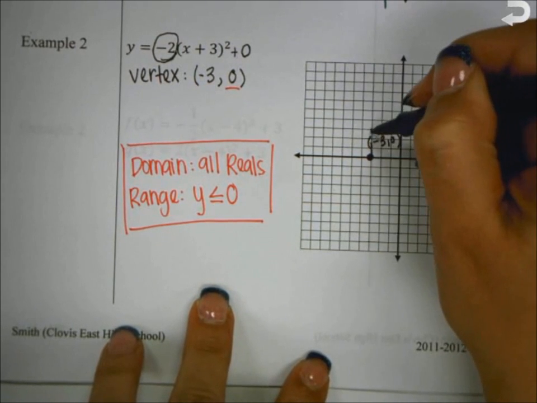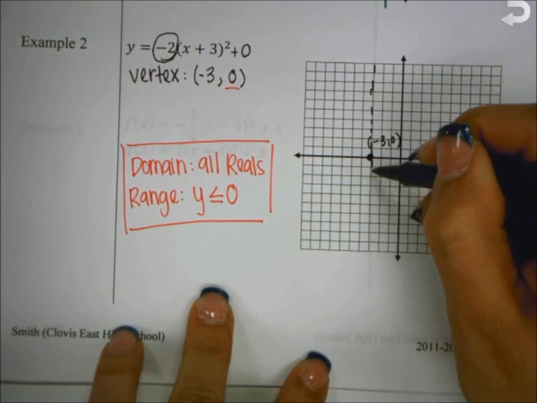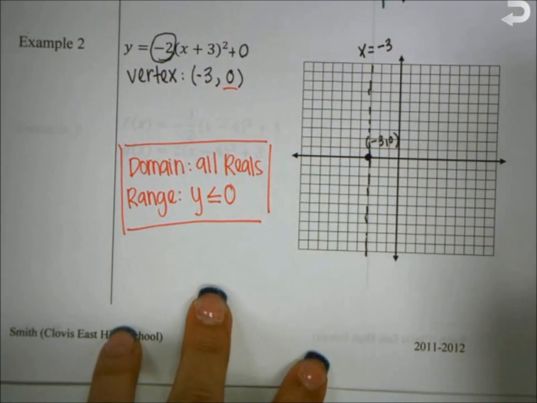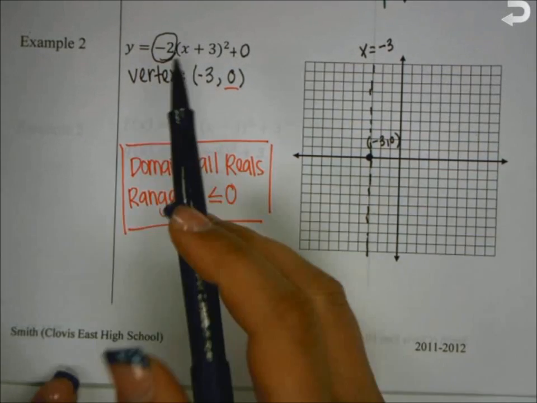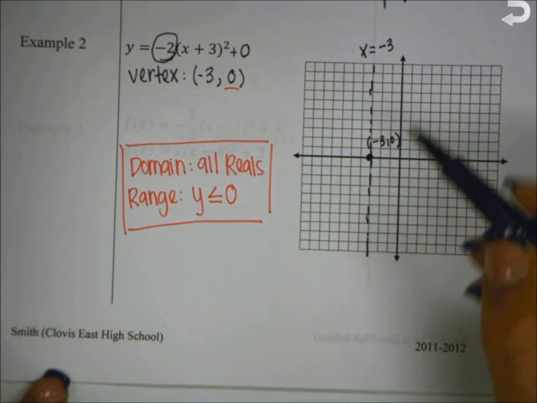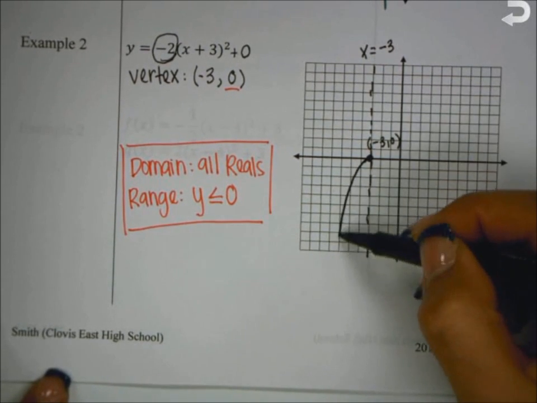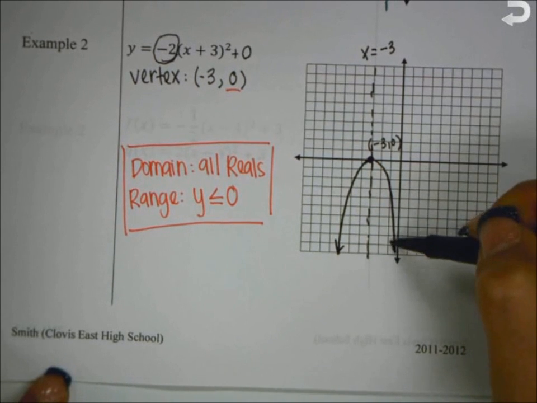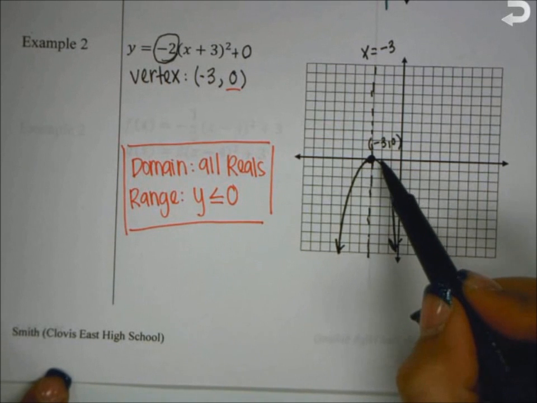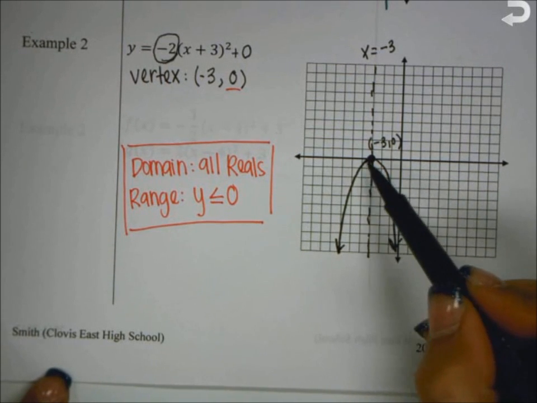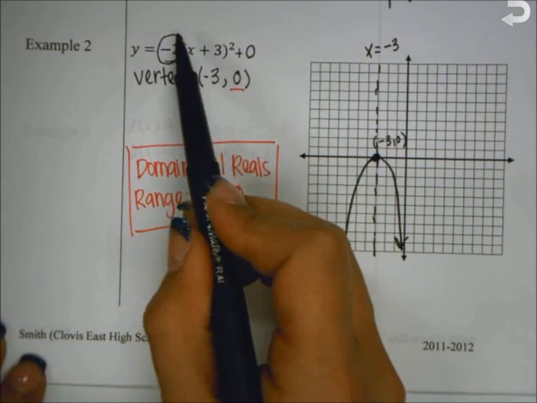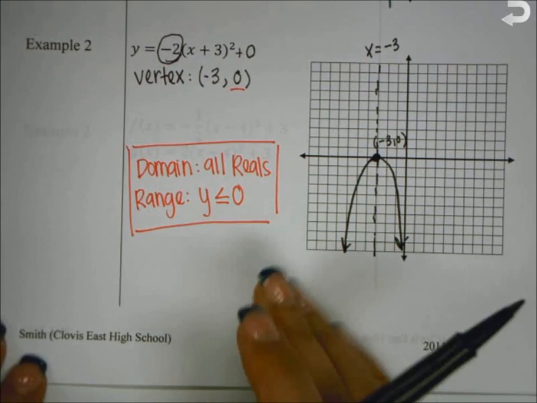And then this one is opening downwards. Is it skinny or wide? Skinny, so let's draw a skinny parabola. And then this is what I'm talking about. Am I ever going to have a y value greater than 0? Nope, so all y values have to be less than or equal to 0. So if our A is negative, range is less than or equal to. If our A is positive, like in example 1, range is greater than or equal to. Make sense? Yeah.